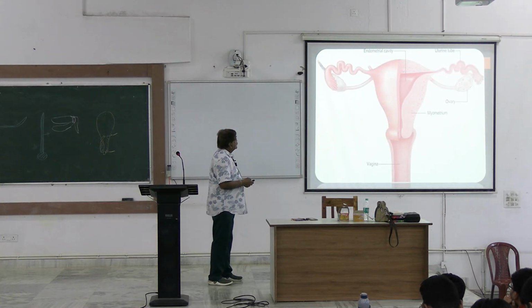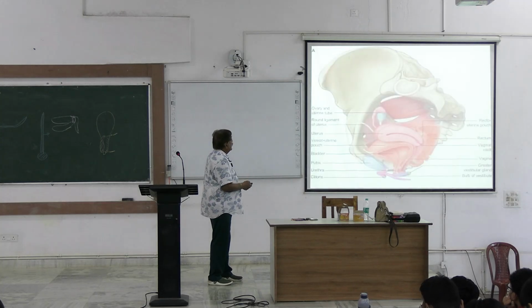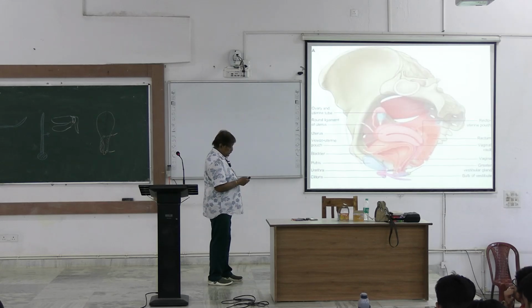Now, this is the picture illustration. The uterus is cut open, myometrium. This is the ovary. This is the uterine tubes, endometrial cavity. This is a window dissection to show you the internal part. This is the normal. Now you see the sagittal section. It is positioned like this.